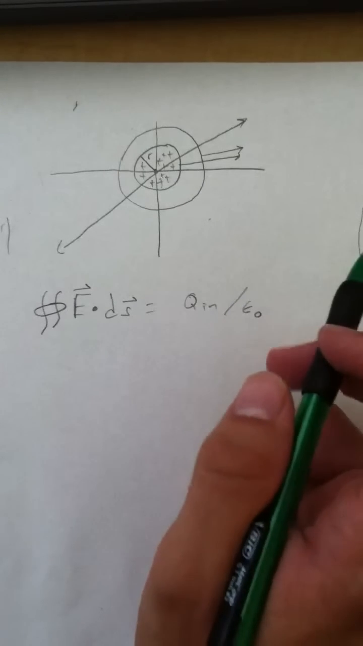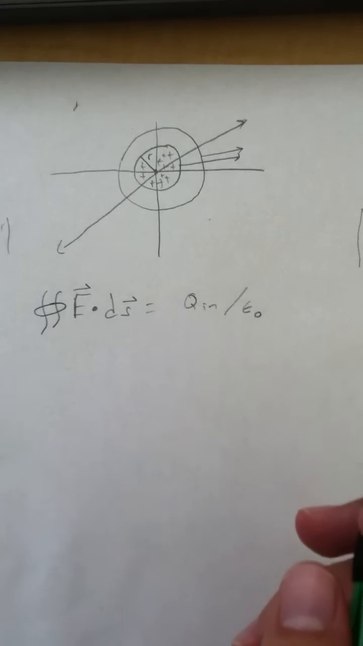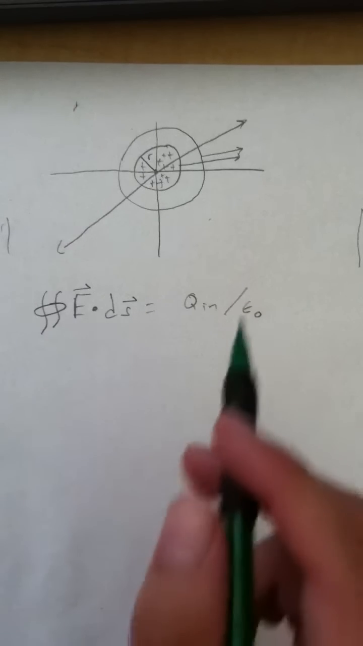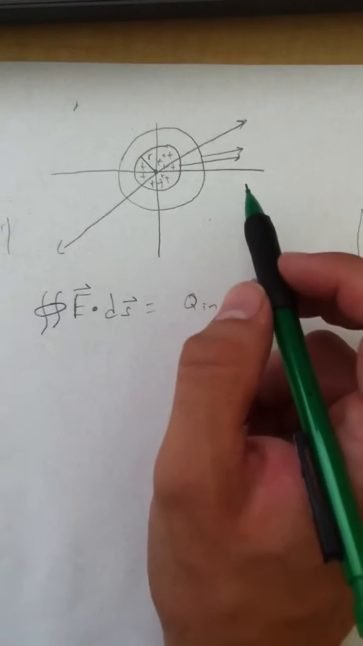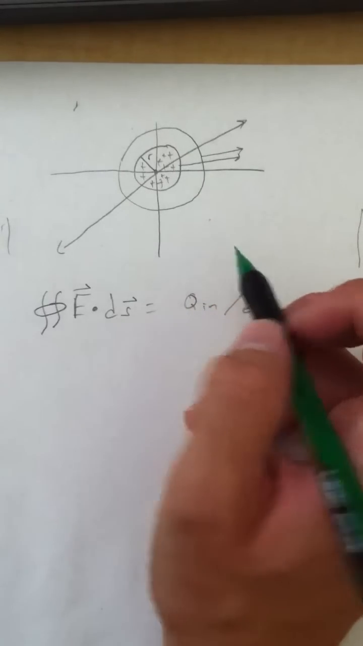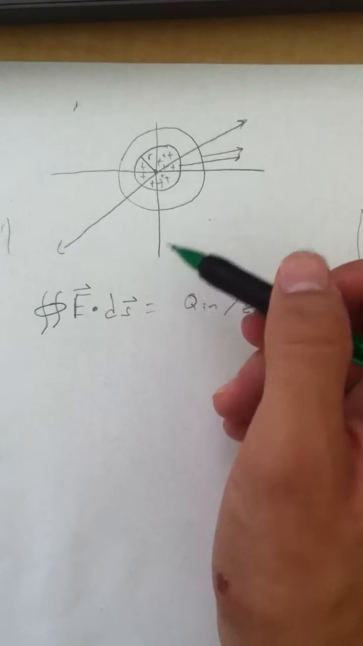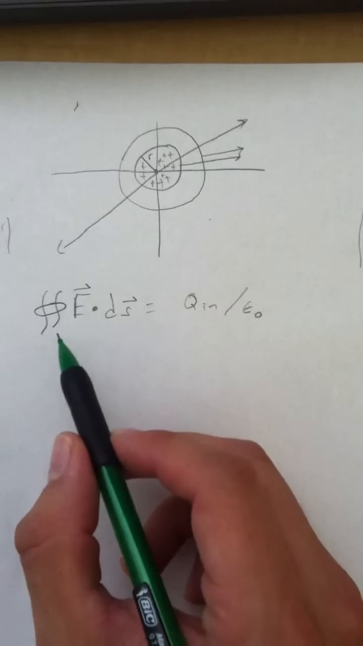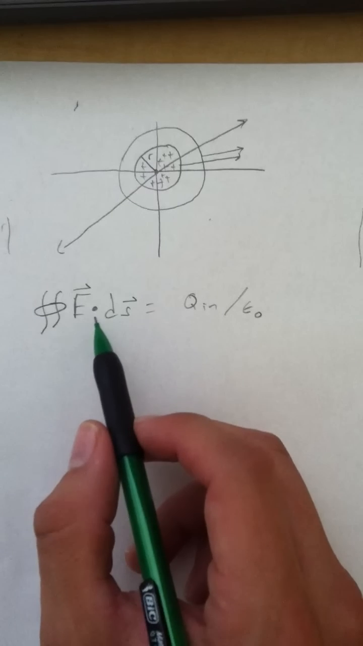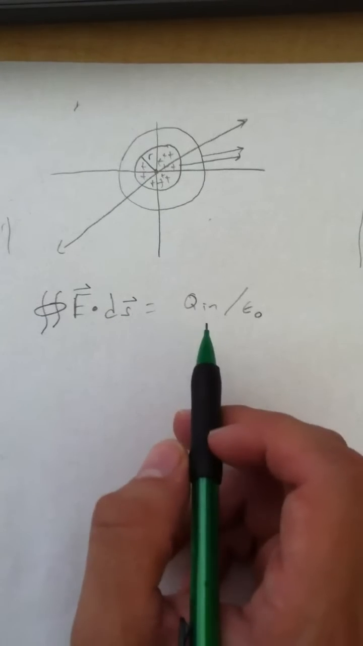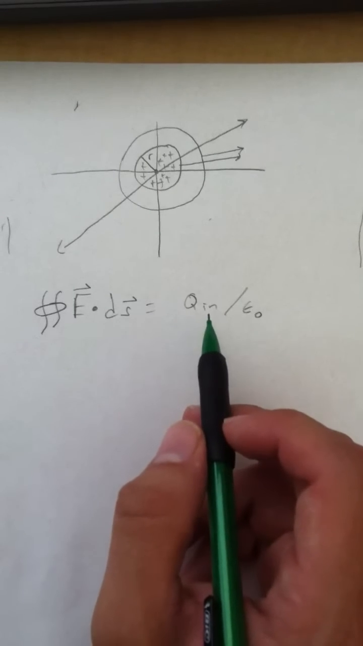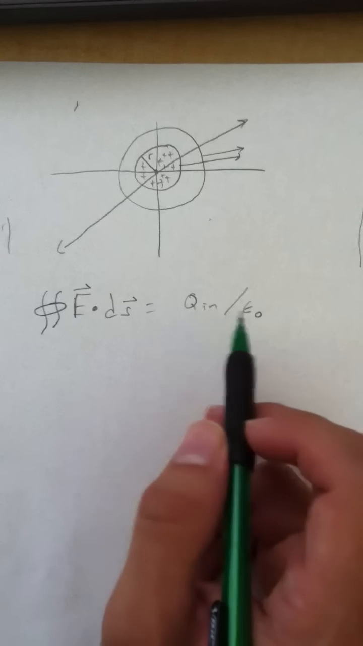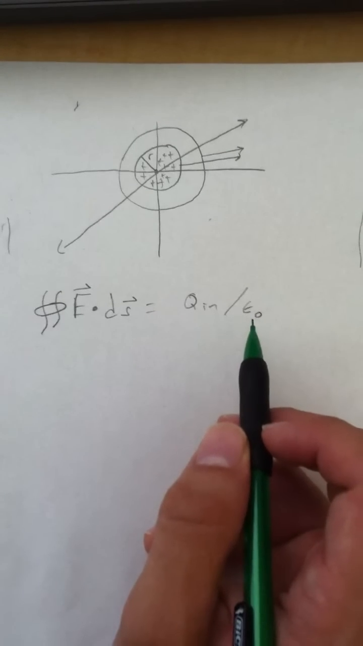Okay, so this week I'm going to show you guys how to find the electric field outside of a sphere of charge using Gauss's law. Now I wrote Gauss's law right down here. It's the surface integral of the electric field dotted with the surface, and we set that equal to the charge enclosed, Q_enc, over epsilon naught.